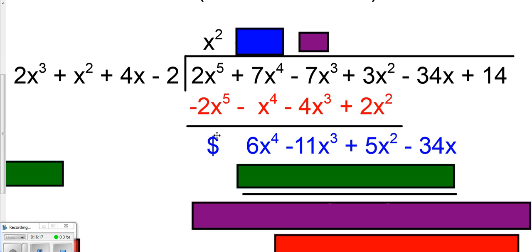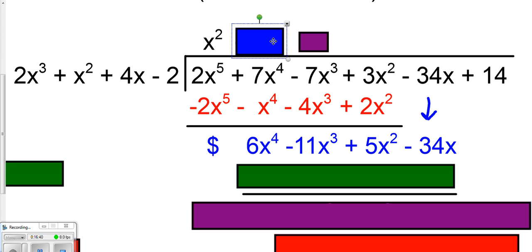Remember, these two should always cancel, so I put the money symbol. 7x to the fourth minus 1x to the fourth is 6x to the fourth. These two make 11, these two make 5, and I can't forget to bring down my negative 34x. Now I'm looking at 2x cubed into 6x to the fourth.